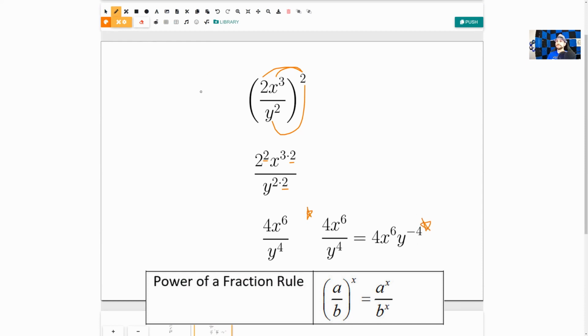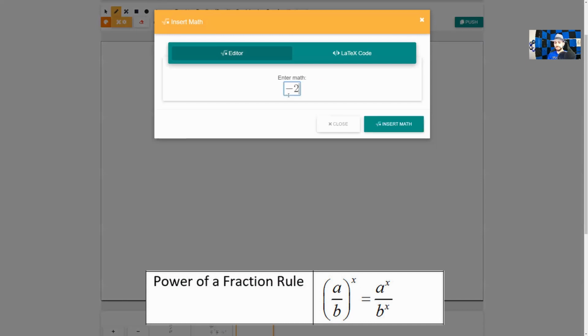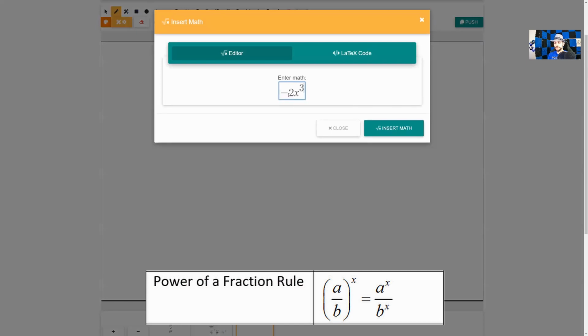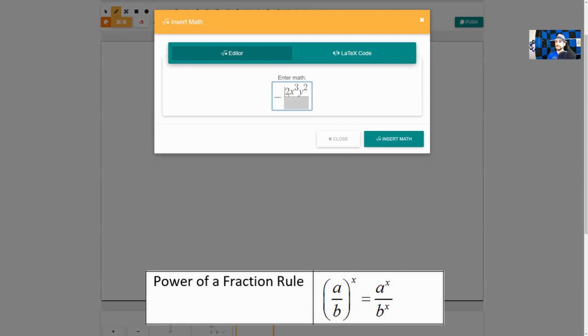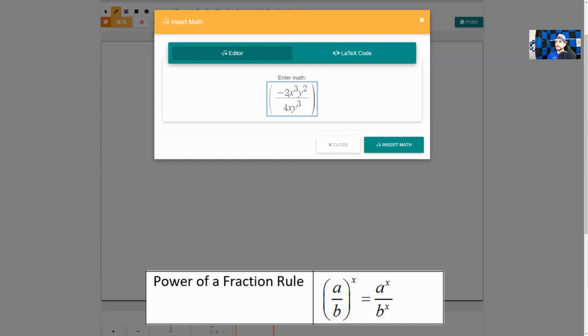Let's deal with a medium difficulty problem. Medium difficulty problem, you may see repeated variables or coefficients in the numerator and denominator. So let's say we have negative 2, x to the 3, y to the 2. Let's get that negative next to that 2. Divided by 4, x, y to the 3rd. All of that to the second power.